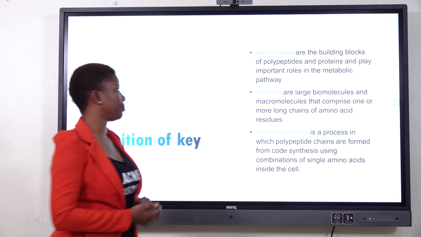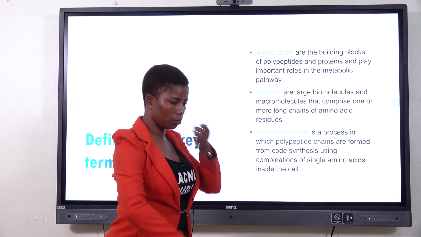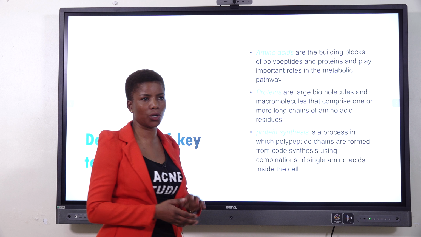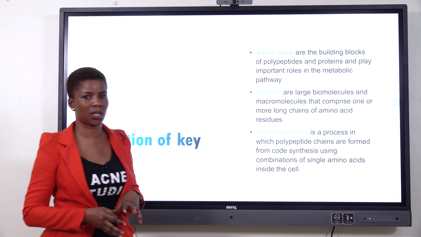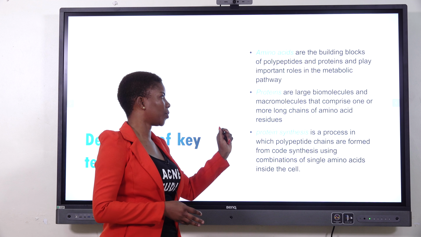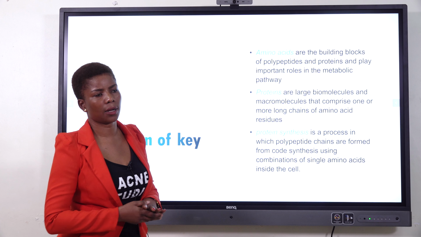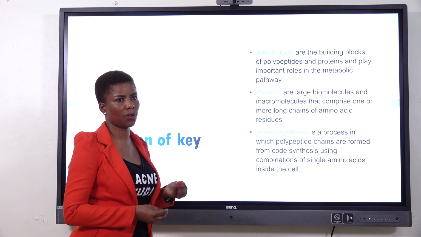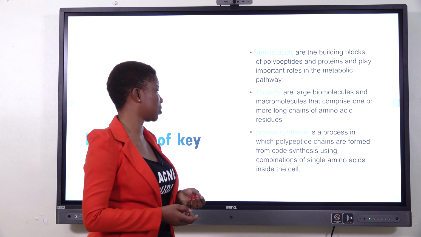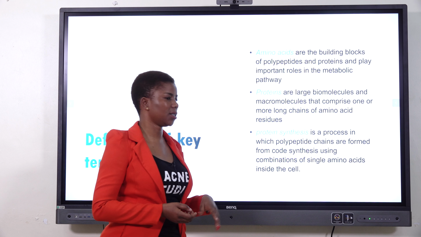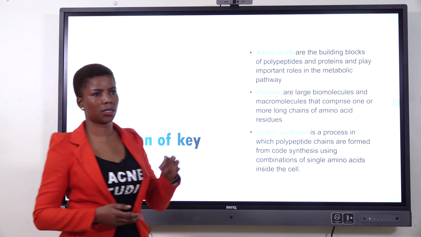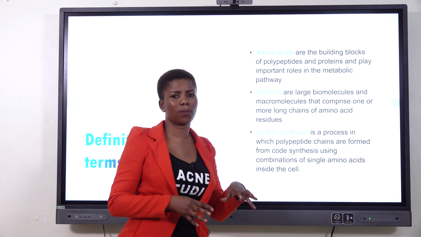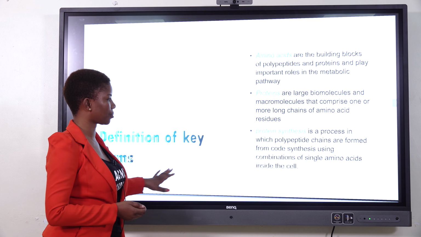Definition of key terms. Amino acid is the building block which is used in manufacturing the protein. While protein is the large molecules that are formed by combination of several monomers in a condensation process. And protein synthesis is the process in which several monomers of amino acids join up in a condensation process, hence formation of polypeptide.